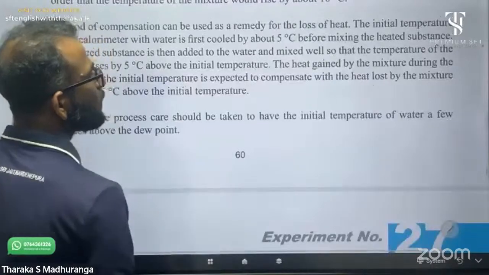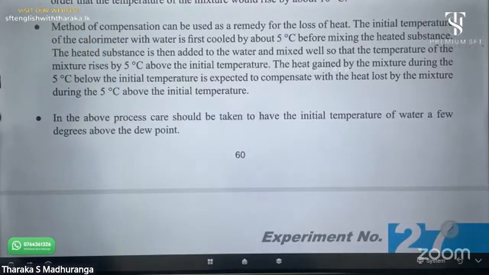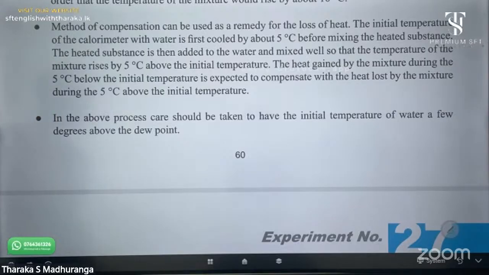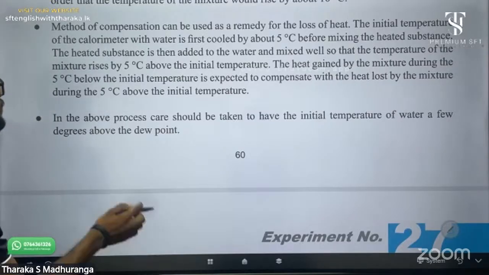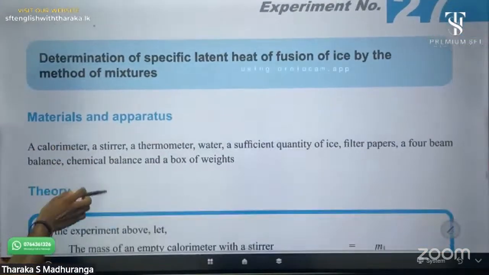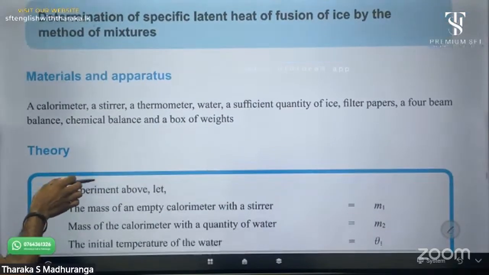The heat gained by the mixture during the 5 Celsius below the initial temperature is expected to compensate for the heat lost by the mixture during the 5 Celsius above the initial temperature. Read through these. The notes are very important.